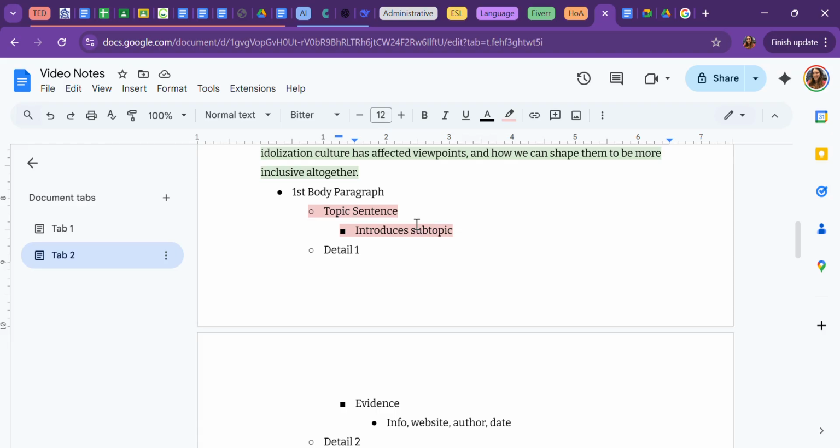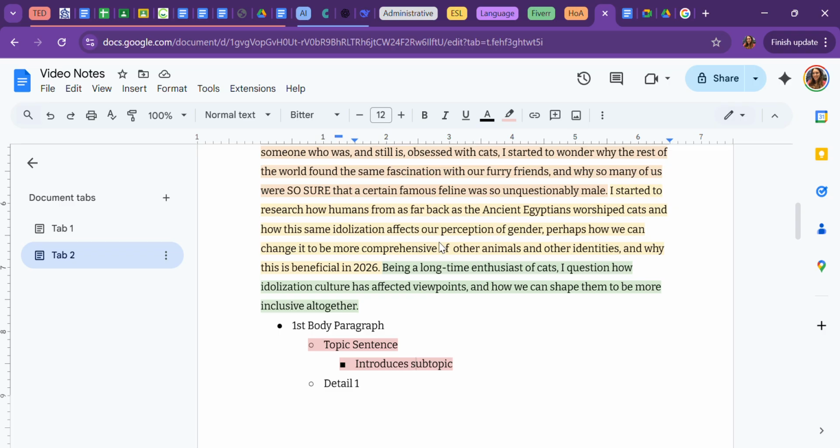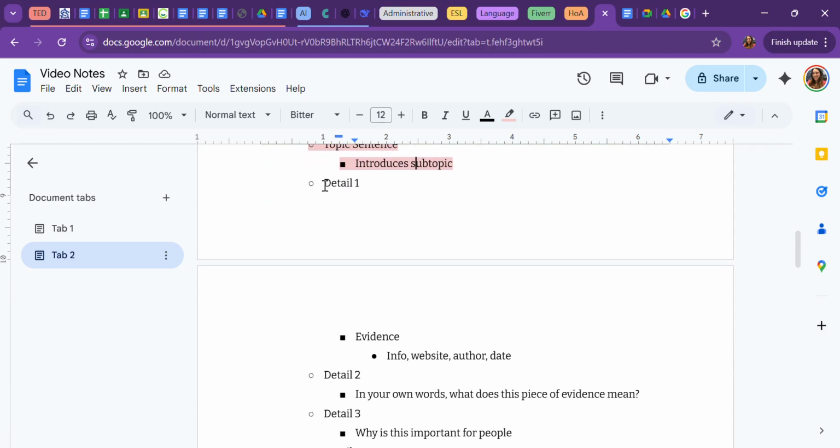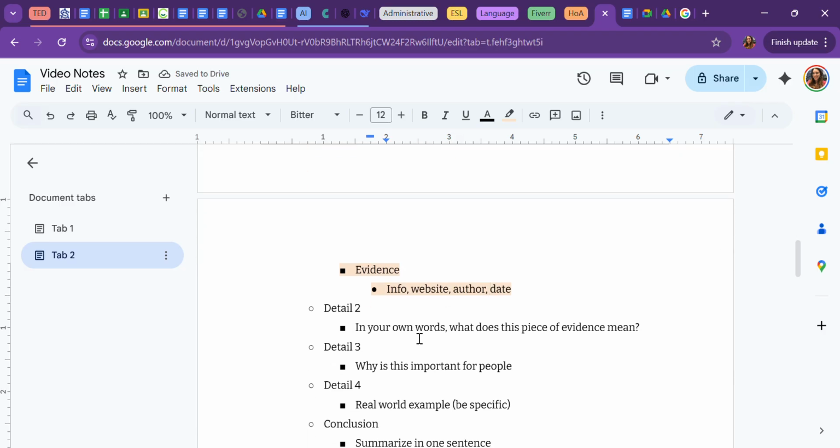So first, with the topic sentence, we want to introduce that subtopic. So in my case, that would be ancient Egyptians and why they worshipped cats. Detail 1, I want to know what piece of evidence you have to support your claim. So info, website, author, date. Remember. Detail 2, in your own words, what does this piece of evidence mean?